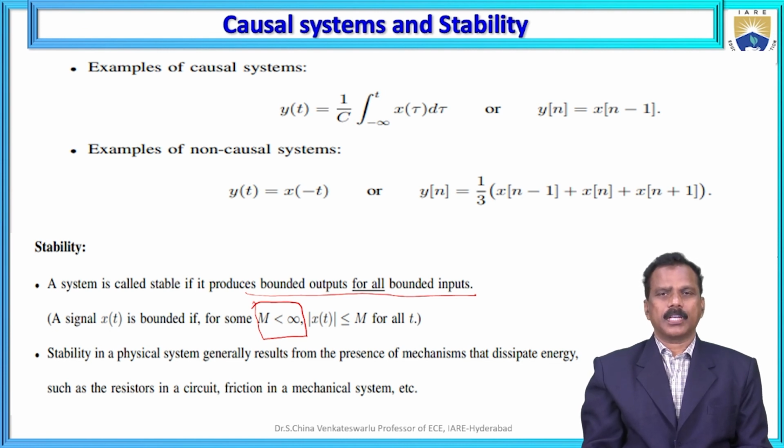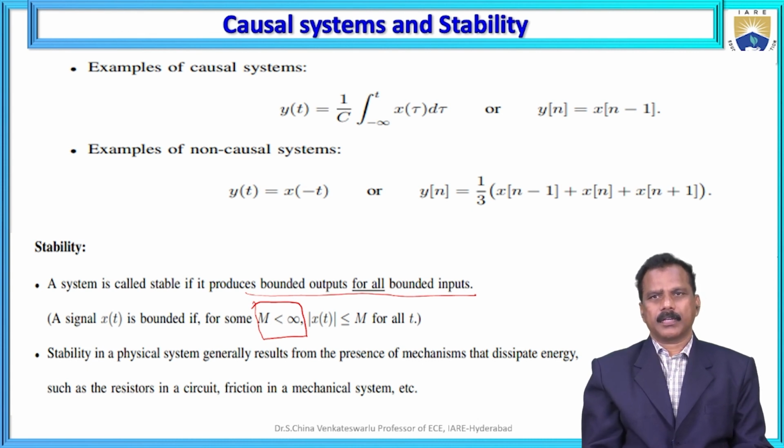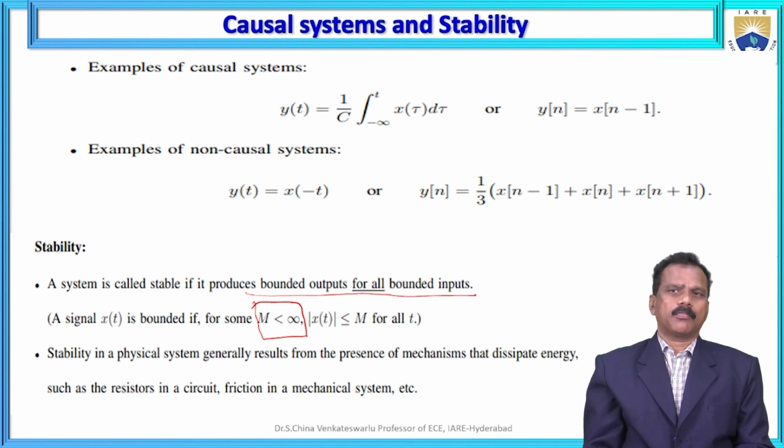Generally, we expect stability to result from the presence of mechanisms that dissipate energy, such as the resistors in a circuit, friction in a mechanical system, and so on. In the real-time aspect, we will apply this. So the system is stable or unstable. You can decide using this: it produces bounded output for all bounded inputs.